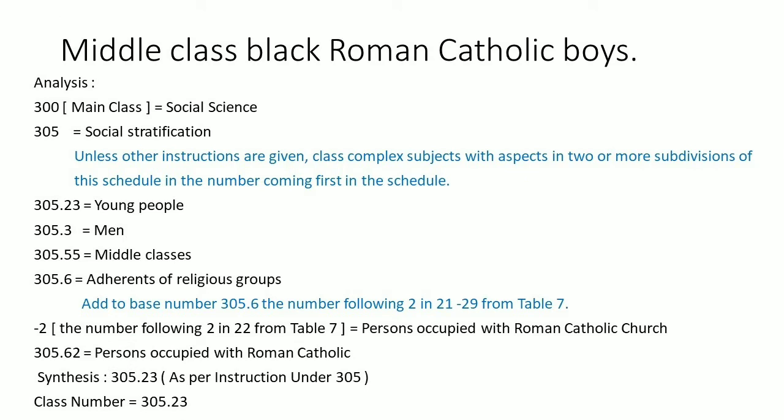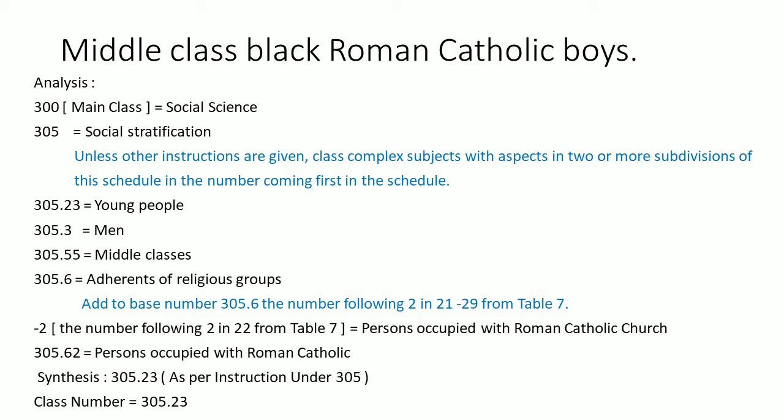There is a question: middle class black Roman Catholic boys. According to DDC we have to solve this question. At first we have to analyze, after that we have to synthesize it, and after that we will get the class number from the synthesis. This is the main class. This book is under the main class of social science. That's why I have written 300. It is the main class of social science.